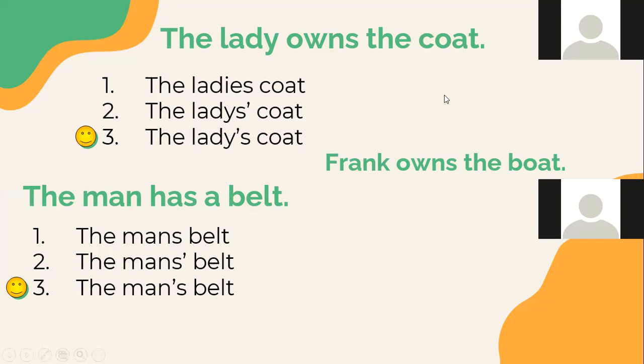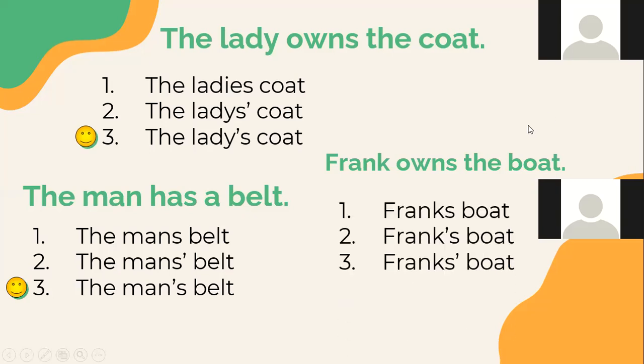Frank owns the boat. I want to form the possessive for this sentence. So what do I say? Which one is correct? Number 1, 2, or 3? Do I add only S to Frank, or do I add apostrophe then S, or S then apostrophe?